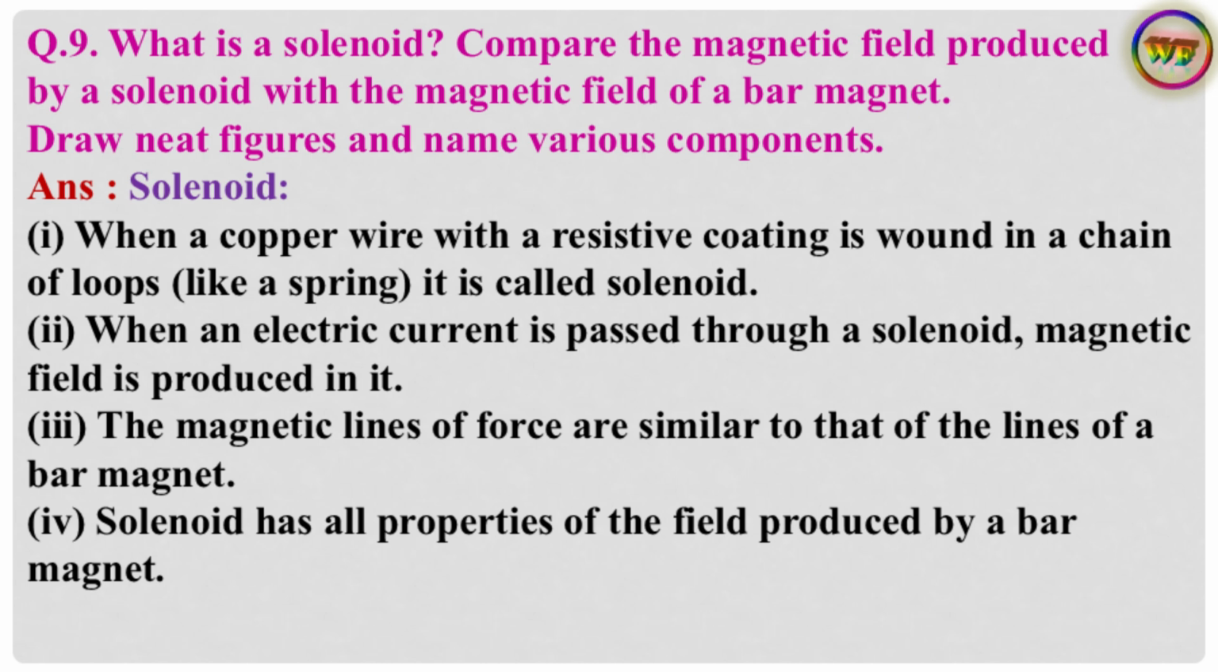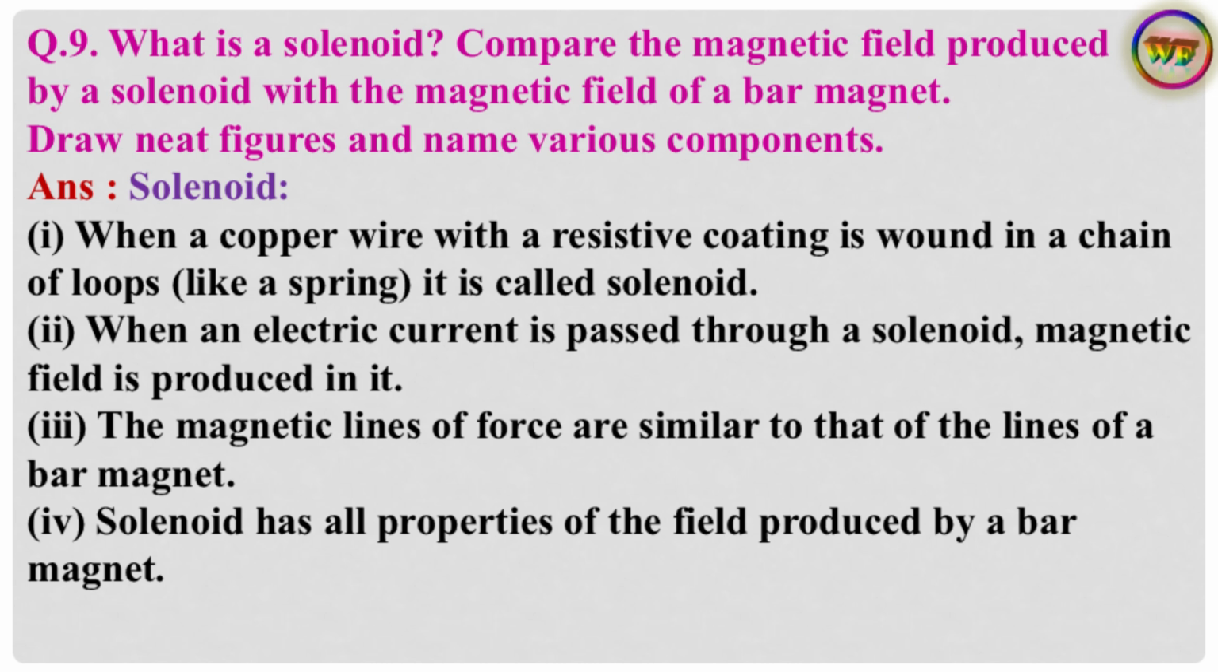Question 9. What is a solenoid? Compare the magnetic field produced by a solenoid with the magnetic field of a bar magnet. Draw neat figures and name various components. Answer. Solenoid. Point 1. When a copper wire with a resistive coating is wound in a chain of loops, like a spring, it is called a solenoid.